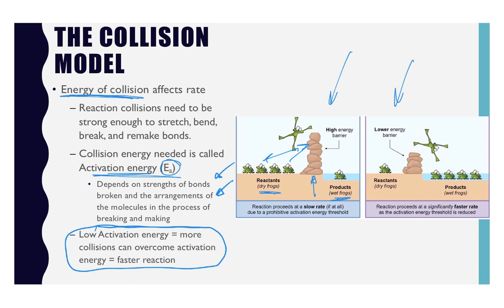The chances of them getting over the wall, though, are a lot higher if that activation energy barrier is shorter. So again, what affects the activation energy barrier? Well, how strong the bonds are that need to be broken, and the arrangement of the molecules in the process of breaking and making them. So that's one factor. Now you might also say, one other way to get me to take care of this activation energy barrier would be to have frogs that can jump higher. So how do we do that?